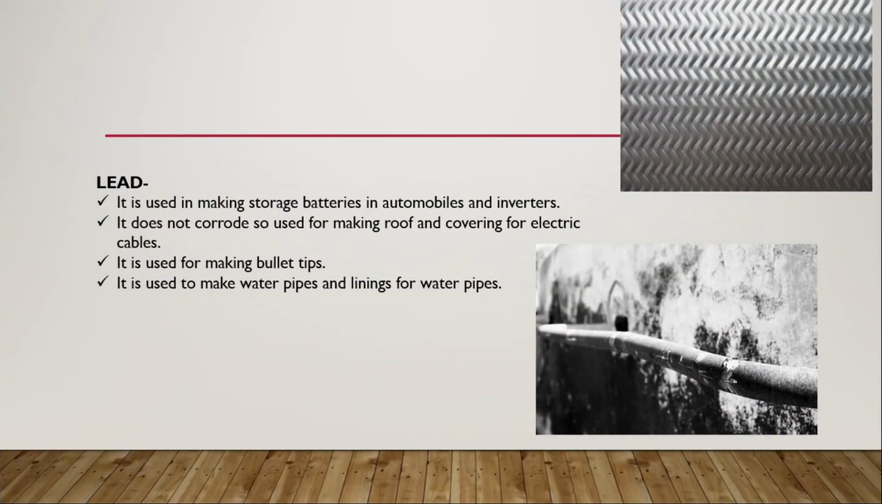Talking about lead, which is a silvery gray heavy metal, it is used in storage batteries in automobiles and inverters. They are very dense, durable, and they do not corrode. It is also used in roofing and as covering for electric cables. It was traditionally used for making water pipes and linings of water pipes, even though now it is not done as it is found that it is poisonous. Even the tips of bullets are made with lead.